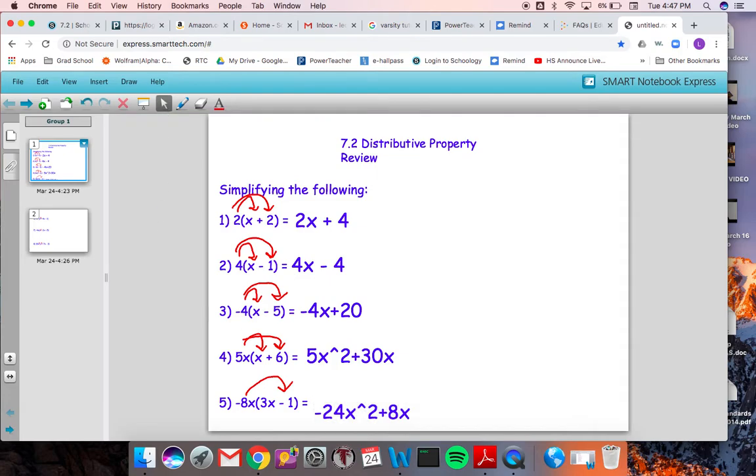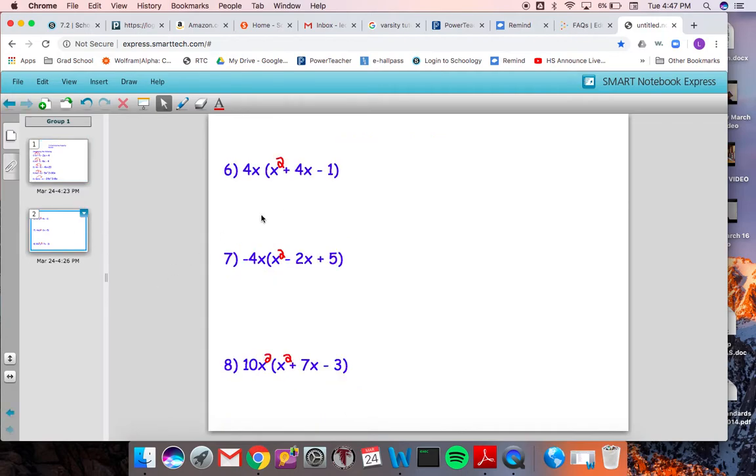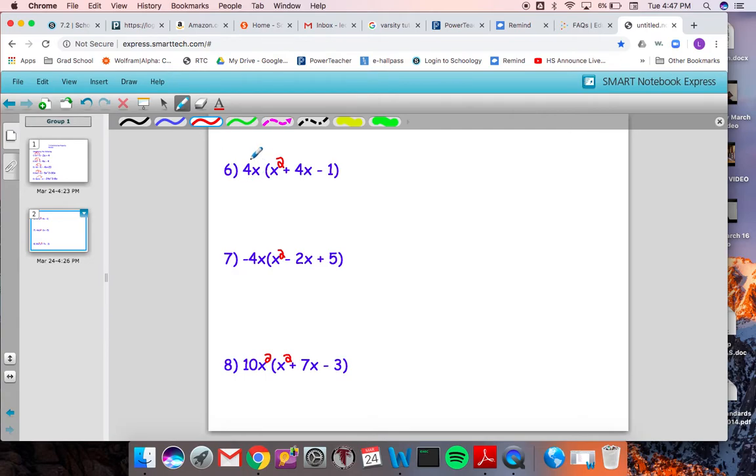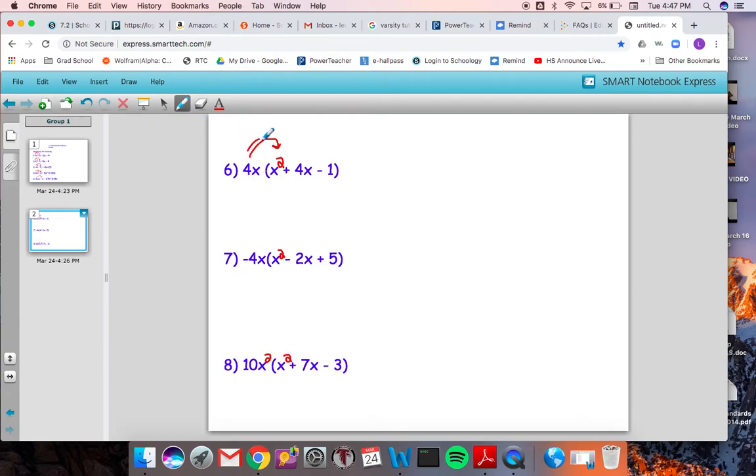All right, let's look into the, I think there's 3 more examples. So now we have trinomials inside the parenthesis, and we have a monomial outside the parenthesis. So each one, you do your distribute. So you're going to multiply this, this, and then this. So each problem, I want you to write them down. You're multiplying the first term to all 3 terms inside the parenthesis.